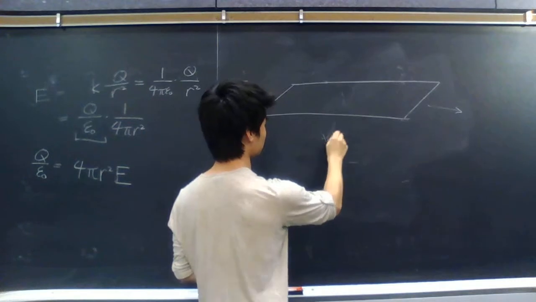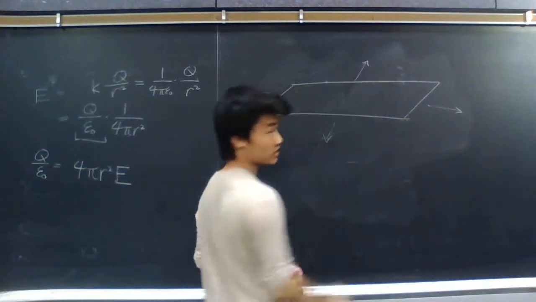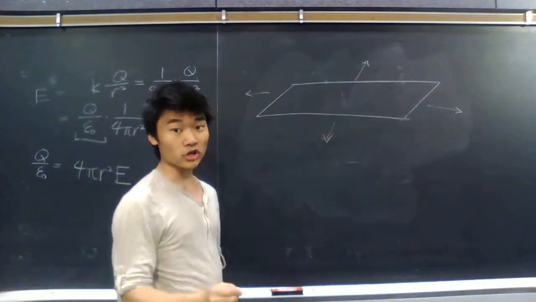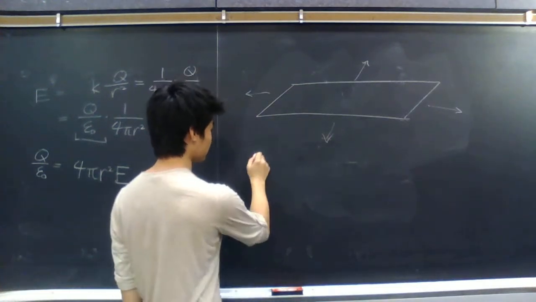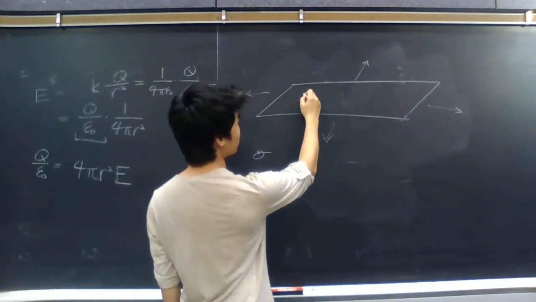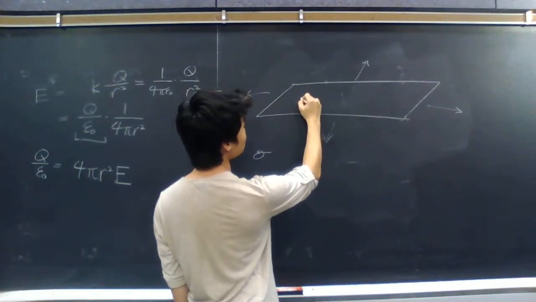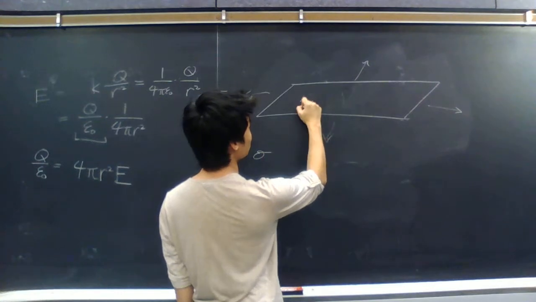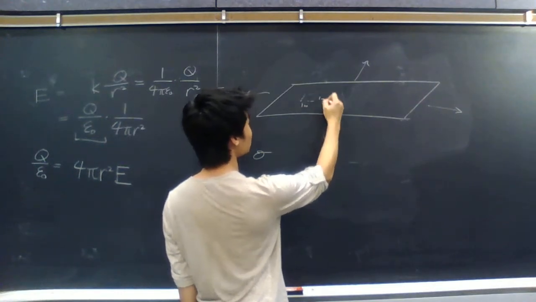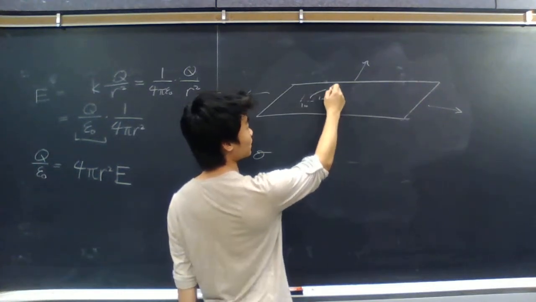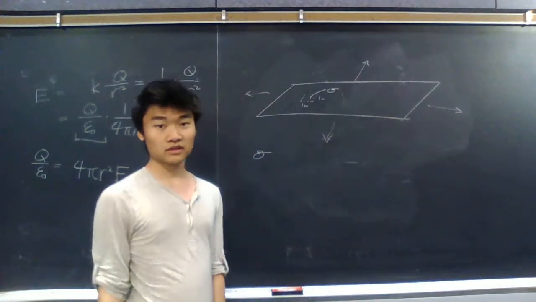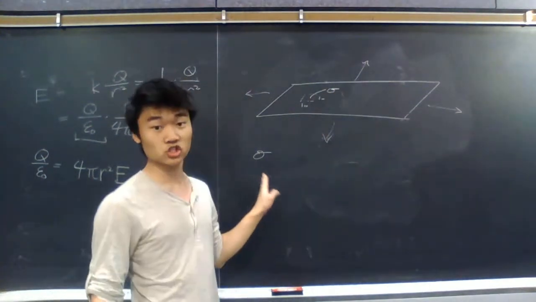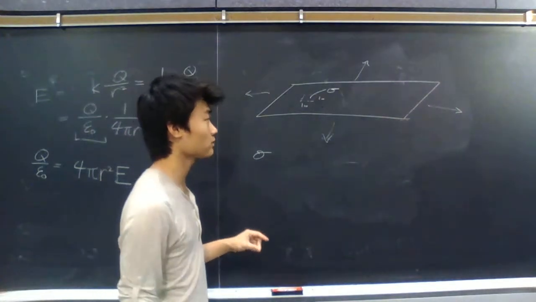Some of my arrows, all right. It extends infinitely in every direction. And I'm going to give it a charge per unit area sigma. So that means if I were to cut a 1 meter by 1 meter section of this plane, the total amount of charge located on that square would be sigma. So this is a charge per unit area sigma.